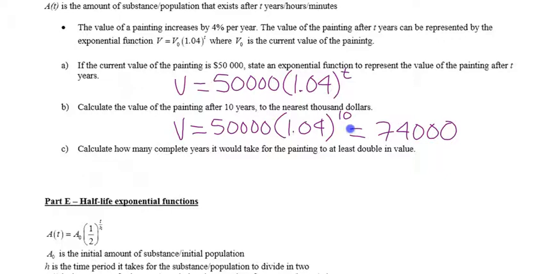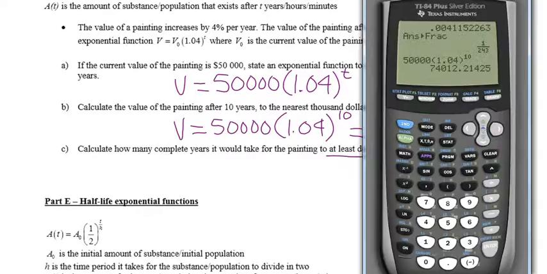Calculate how many complete years it would take for the painting to at least double in value. Notice the at least double, right? Because when it actually hits double, it's not going to be a complete number of years. It'll be somewhere in between. And we need it to at least double.